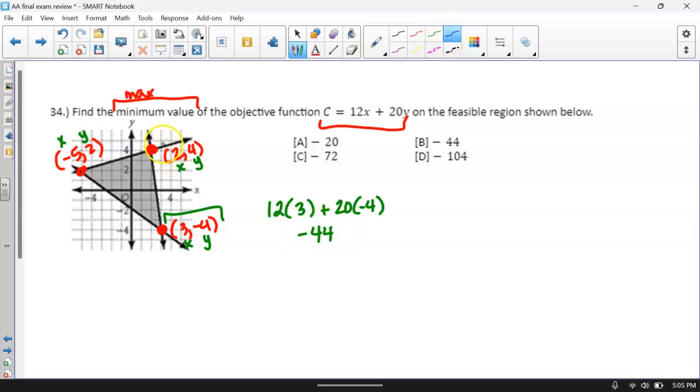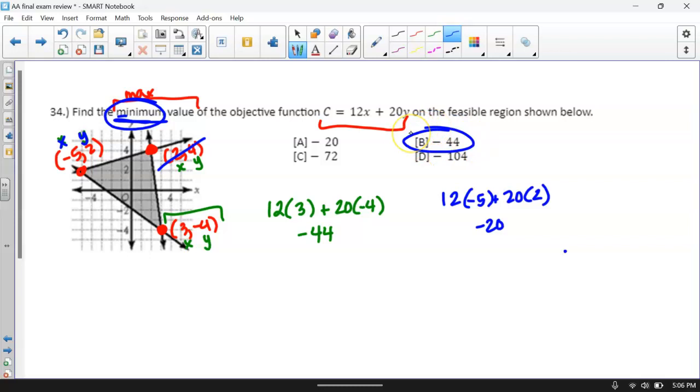So now the other point. See how they're both positive? I want the minimum value, so I'm not going to even worry about that because that's going to be the greatest. That's positive. So then let's focus on negative 5, 2, our last point here. So 12 times, what is the x? Negative 5. Plus 20 times, what is the y? 2. So here you get negative 20. So which of these is the smallest, the minimum value? Negative 44.